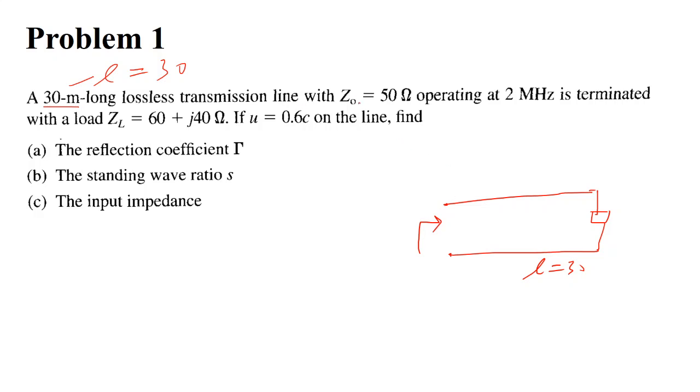Now the line with Z naught of 50 ohm is operating at 2. So Z naught is given. Sometimes they write only 50 ohm line. In some problems they will write, say, 50 ohm transmission line. So transmission line.